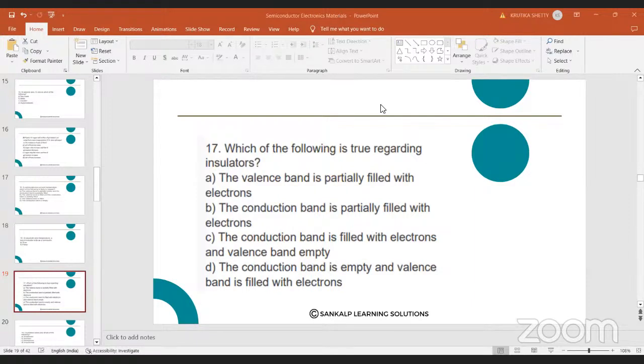Yes, option: the conduction band is empty and the valence band is filled with electrons. Option D is correct here. Option D is correct. Okay. Then the next question.